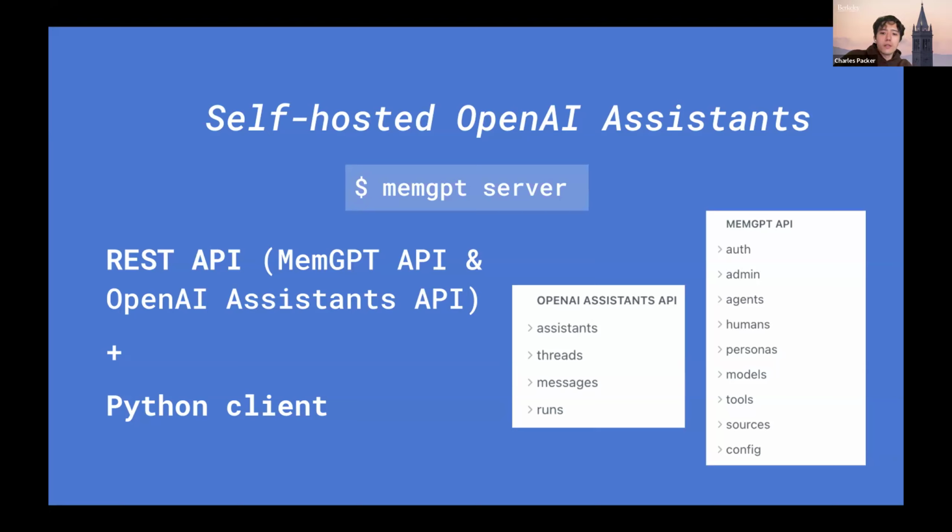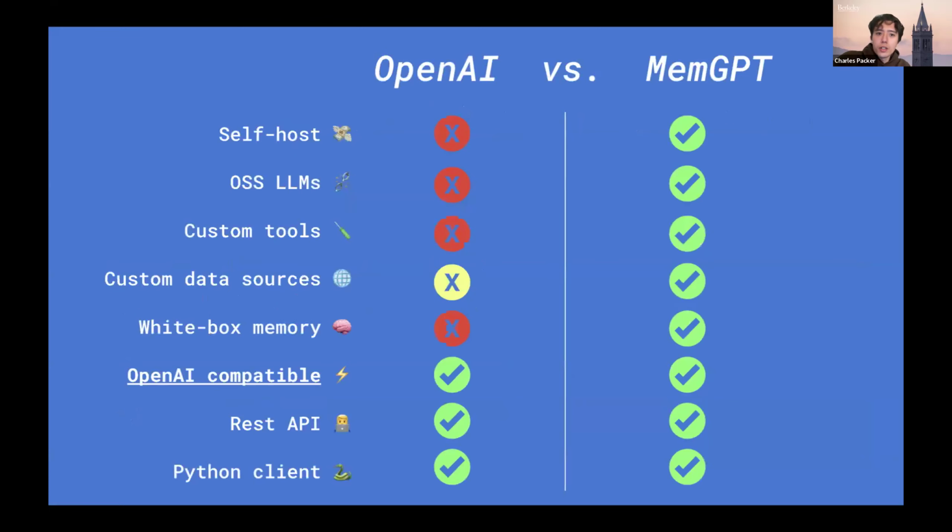And it turns out we wrote a completely compliant Assistants API connector to OpenAI as well. So I encourage you, if you have an app you tried to build, or even just toy stuff on OpenAI Assistants, you can move it over to MemGPT, and that way you can self-host the entire thing. You can use whatever LLM you want. You can use custom tools.